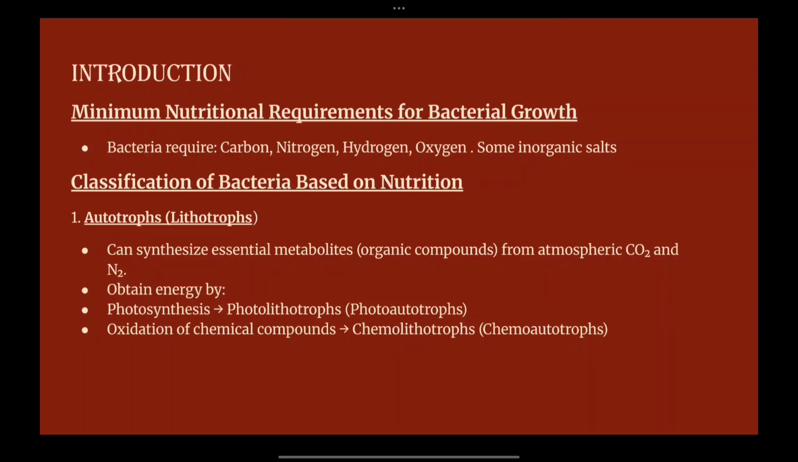Now these obtain energy by the process of photosynthesis. Some get energy by photosynthesis, the others might be chemolithotrophs or chemoautotrophs. By photosynthesis, the photolithotrophs consume light from the sun and synthesize their own food along with carbon dioxide and nitrogen, like in plants, and some also oxidize and break down chemical compounds for their nutrition. So these are called chemoautotrophs.